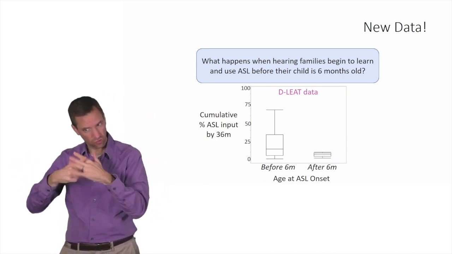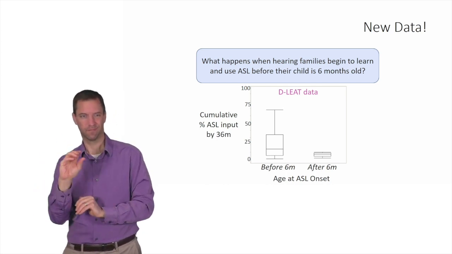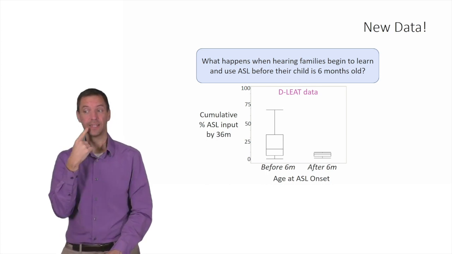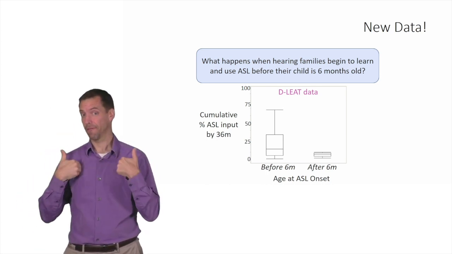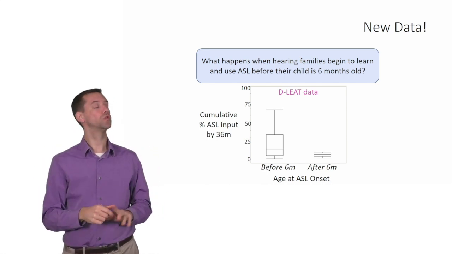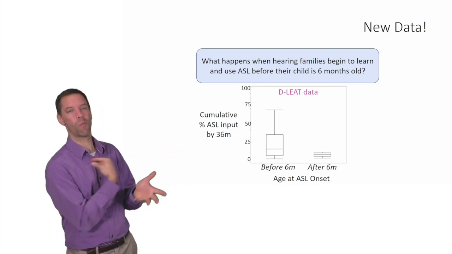In contrast, when the age of ASL onset was after 6 months old, the cumulative amount of ASL input was a maximum of 15%. Now, I'd like to clarify that we are not saying that you couldn't have more than 15% input in ASL even if you start after 6 months. We're just saying that in our data, this is what we saw.